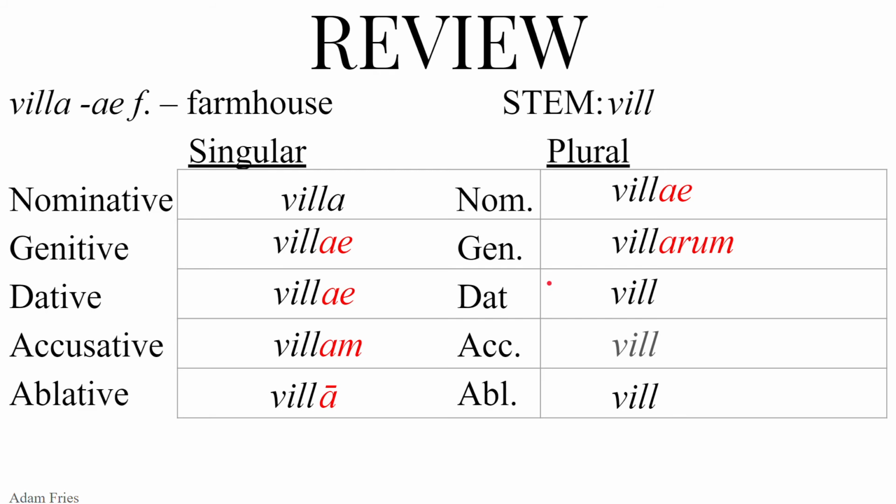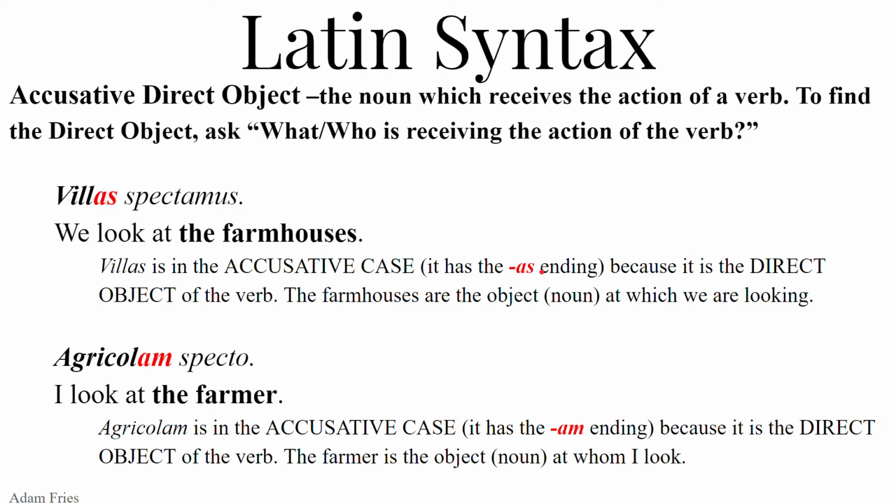So for the accusative direct object, we have villas spectamus. We are looking at, this is first person plural, you can tell by the mus, we are looking at the direct object, the accusative, villas. It's got the accusative ending, villas. We look at the farmhouses. Agricolam specto. I am looking at the farmer. I do look at the farmer. So agricolam has the accusative ending.